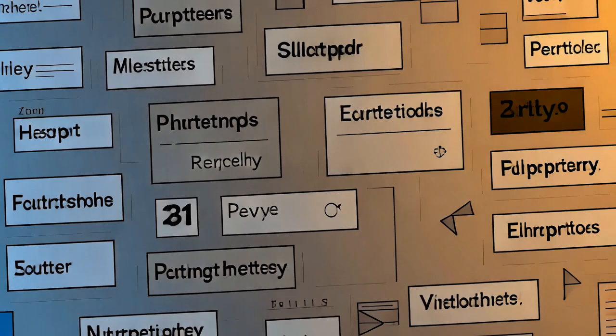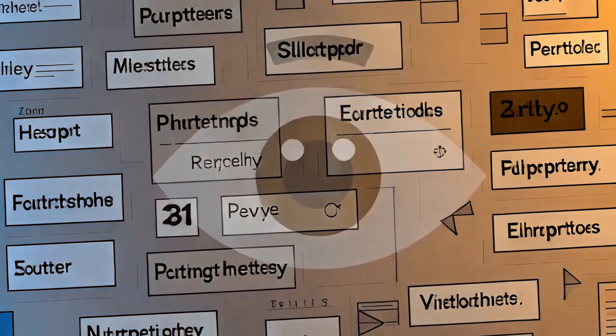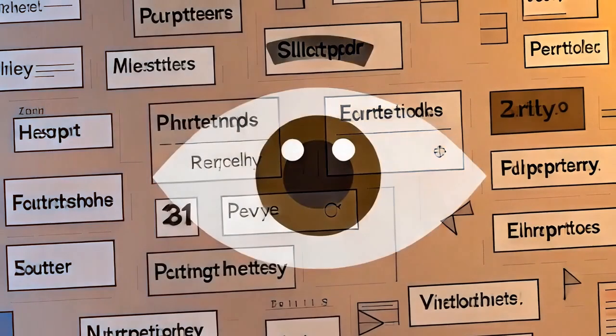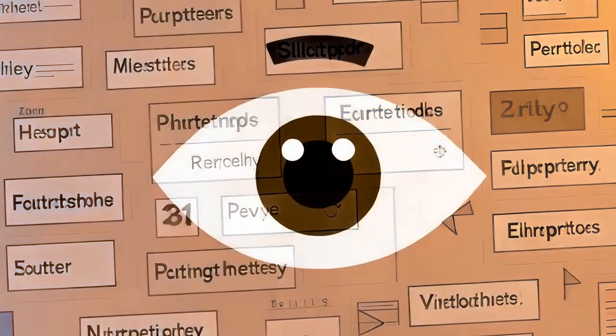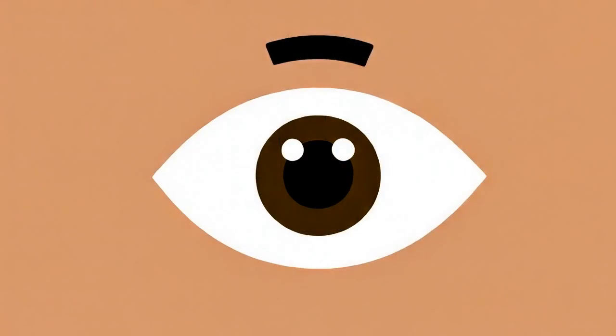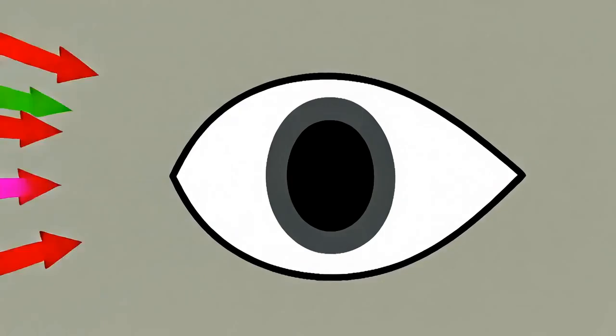Maybe at school someone showed you a messy eye diagram full of tiny labels. You nodded, but didn't really get it. Today, we throw that away. We'll rebuild the eye with just a few clear, simple shapes that actually make sense. Let's start with the big idea.